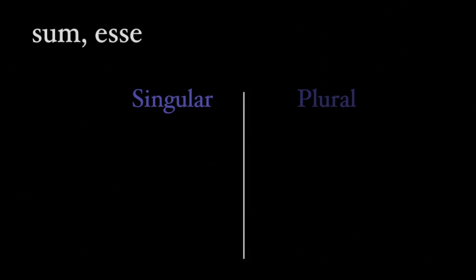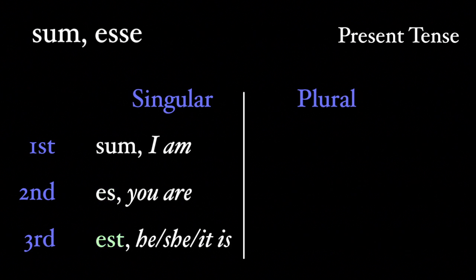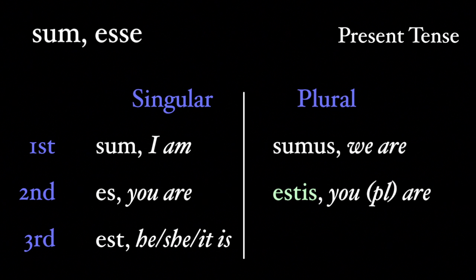Okay, so first the conjugation in the present tense, and it's probably best for me to just list them out. Sum is I am, es is you are, est is he, she, it is, sumus is we are, estis is you, plural, are, and sunt is they are.